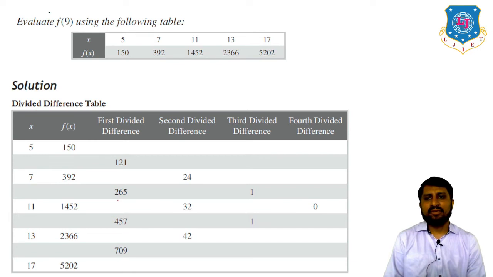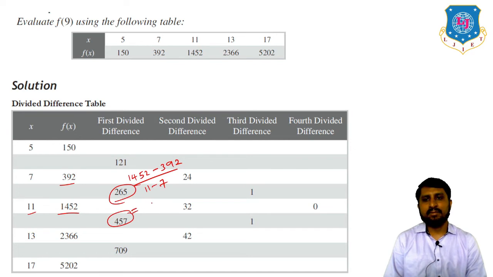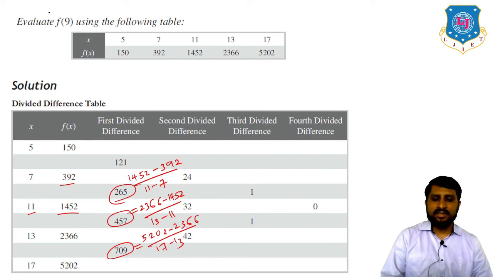Now similarly, how will we get 265? 265 is nothing but 1452 minus 392 divided by 11 minus 7. This 457 is nothing but 2366 minus 1452 divided by 13 minus 11. This 709 is nothing but 5202 minus 2366 divided by 17 minus 13. Okay, clear? So easy to calculate.